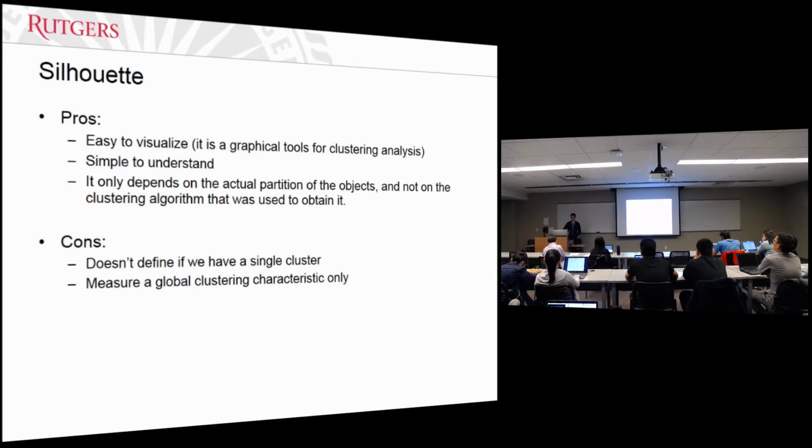The advantage of the silhouette method is that it is easy to visualize, and it's also simple to understand. And it only relies on the actual partition of the objects and not on the clustering algorithm that was used to obtain it. However, the shortcoming of the silhouette method is that if you have a single cluster, we cannot use this method. And it also gives us little information about each individual observation.